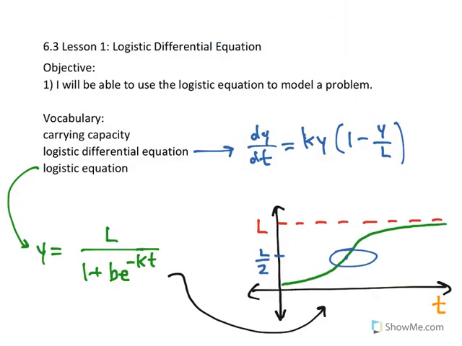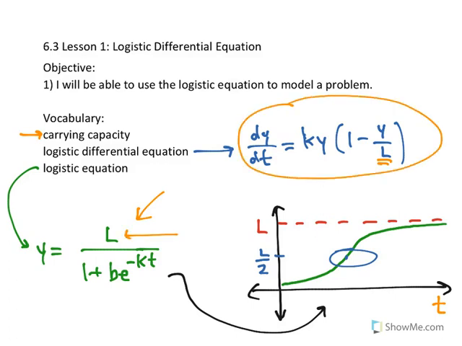So today we were able to use the logistic equation to model a problem. We looked at vocabulary such as carrying capacity. This is called the logistic differential equation, telling us the rate of change of a population with respect to time, and the general solution of the logistic differential equation is called the logistic equation. And here's how the graph of a logistic equation would look. There is a horizontal asymptote at y equals L, the carrying capacity.